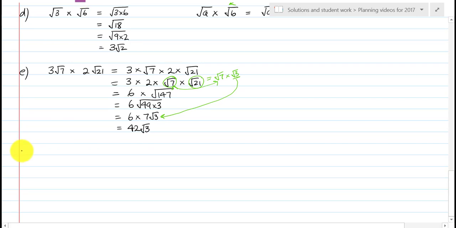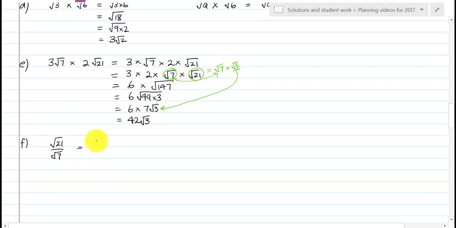Now let's look at example F. And in example F we have root 21 divided by root 7. And this is the same as multiplication. It's quite simple. It's the square root of 21 over 7. Which of course you know is the square root of 3 because 21 divided by 7 is 3. So we have this. The square root of A over the square root of B is equal to the square root of A over B. That's the general rule.